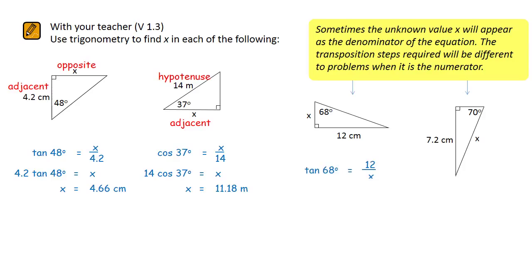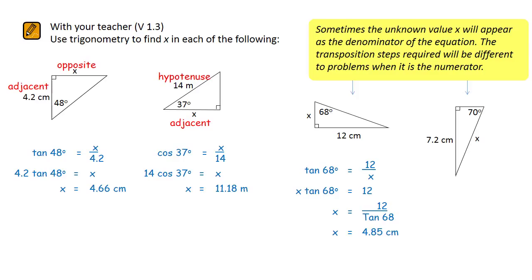But to shuffle this round to make x the subject, we have to do a couple of steps. The first thing you might do is multiply both sides by x, but then you get x times the tan of 68 equals 12. We still haven't found out what x equals, so we need to divide both sides by the tan of 68. Doing this, we'll get x is equal to 12 divided by the tan of 68, which we can evaluate on our calculator. X is equal to 4.85 centimetres. Notice that the steps of transposition when you're doing this are a little different to what we had in the first questions.